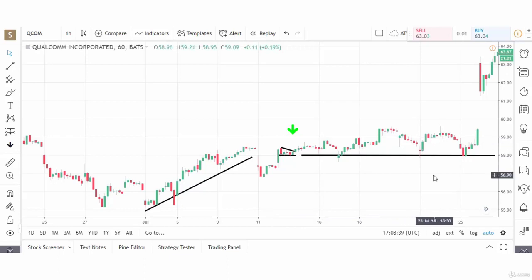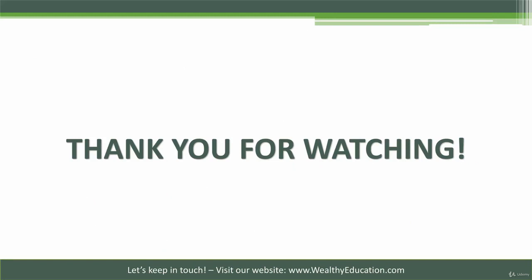So that's the stock of Qualcomm with a pennant pattern. Again, breaking out to the bullish side of this pattern, coming back, touching support several times, and then finally moving higher. Thank you for watching this video on flags, triangles, and pennants.